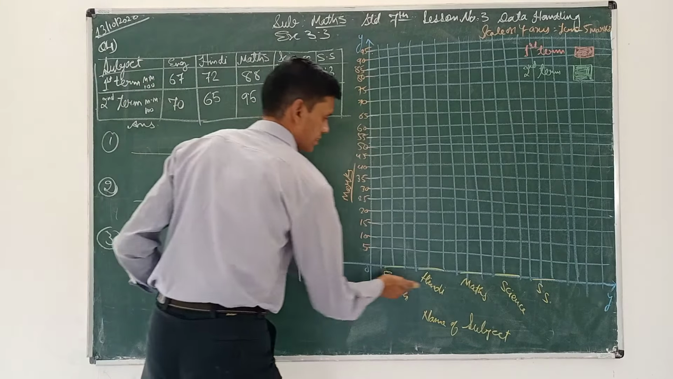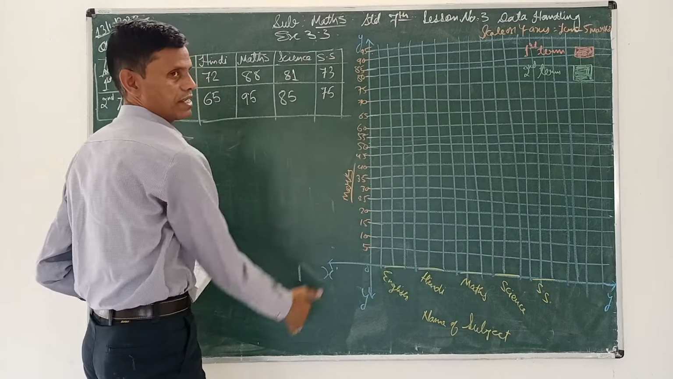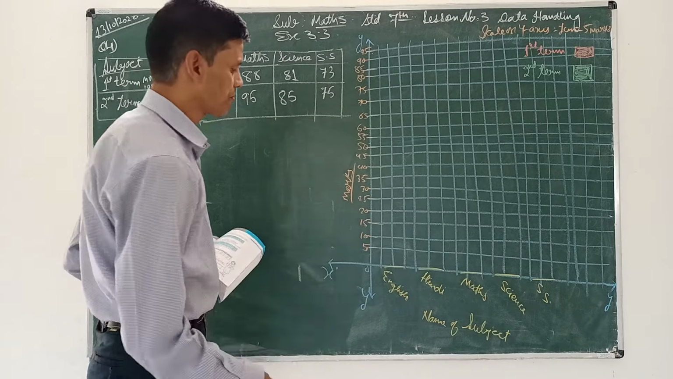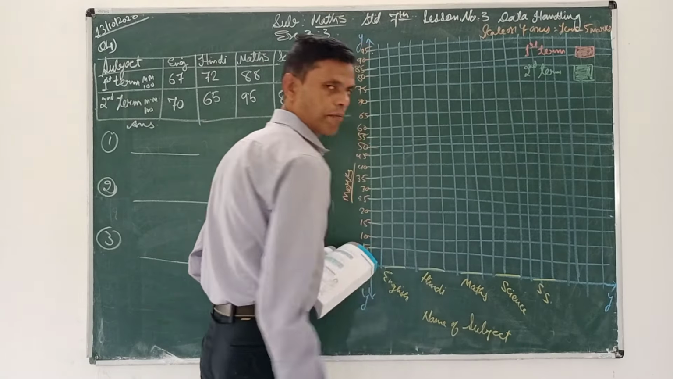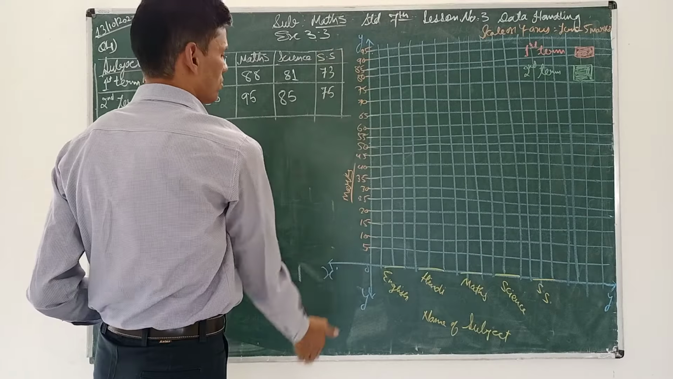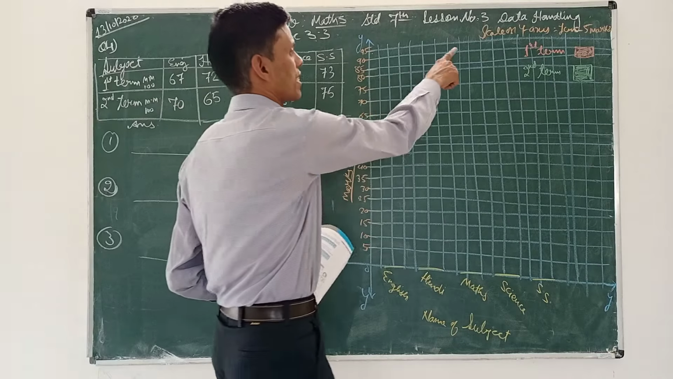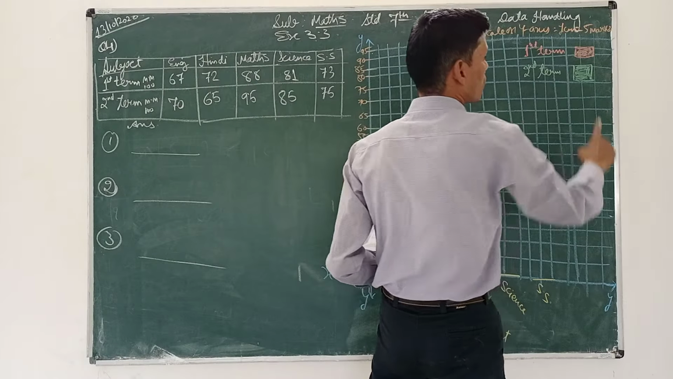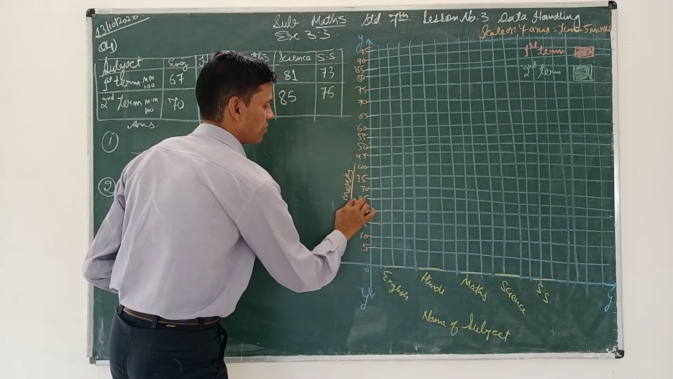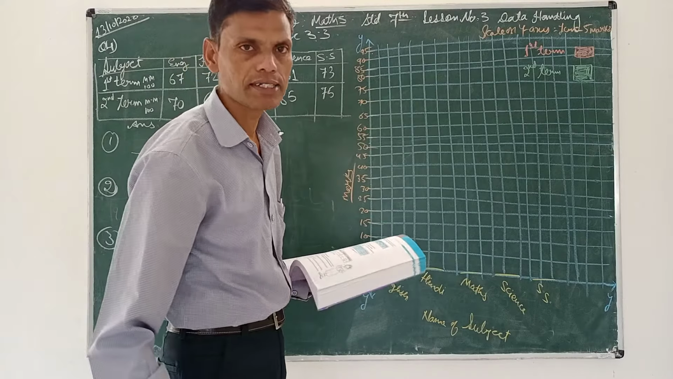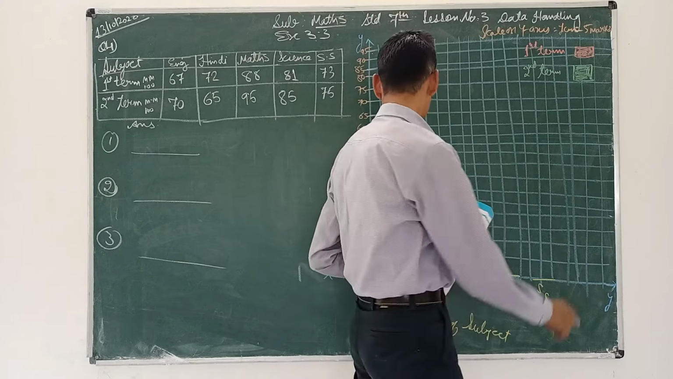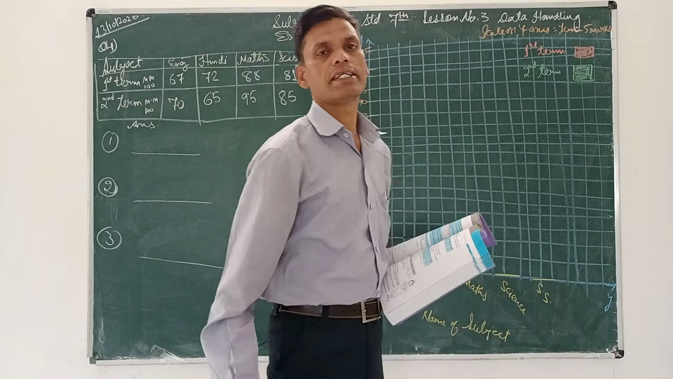Here, the horizontal line is the x-axis and the vertical line is the y-axis. Both intersect at point 0. The names of the subjects are mentioned on the x-axis, and marks are mentioned on the y-axis. The scale on the y-axis is 1 centimeter equals 5 marks. That means 1 centimeter is 5, 10, 15, 20, 25, 30, 35. These are the marks per centimeter. Here, red is the first term and green is the second term.